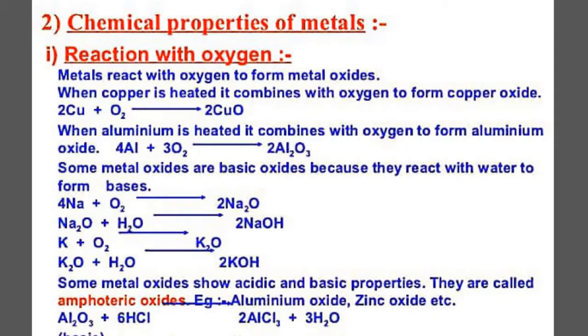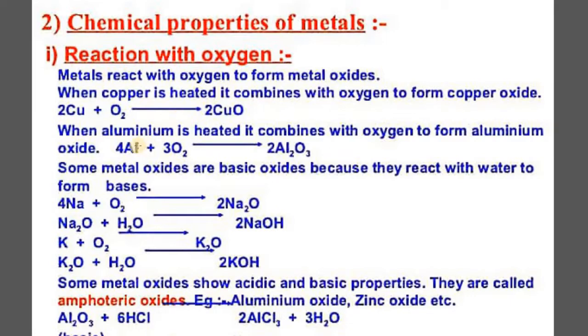In this we will talk about certain examples so that you are able to understand how the reaction is happening. If we talk about the reaction of metals first, metals react with oxygen to form metal oxides. When copper is heated, it combines with oxygen to form copper oxide. The reaction you can see here is copper, Cu, reacting with oxygen to give copper oxide, a black colored substance, and copper is a brownish colored metal.